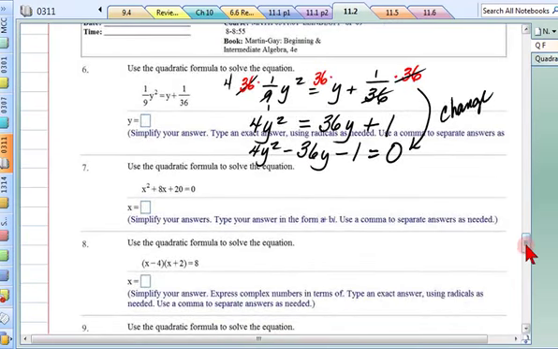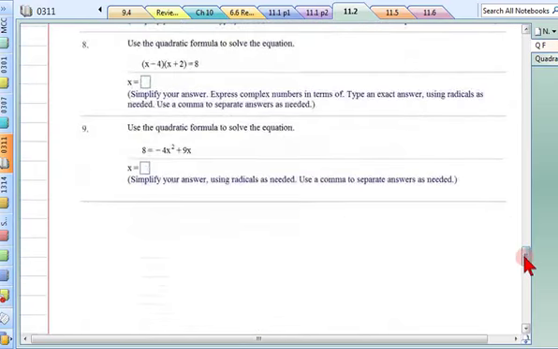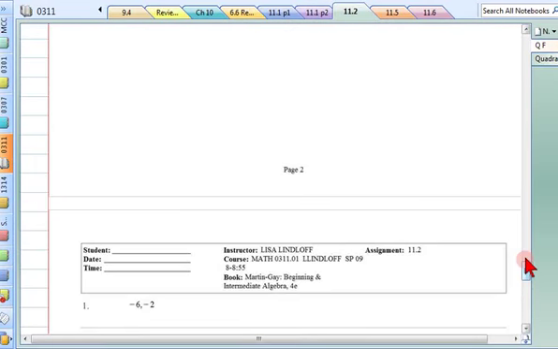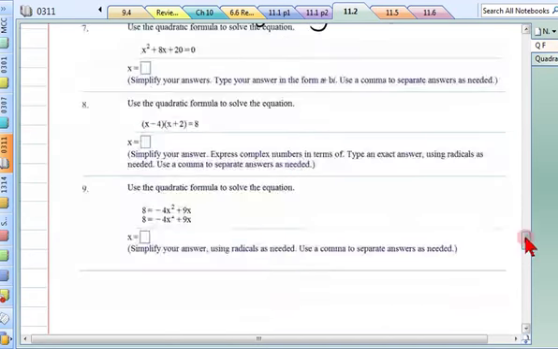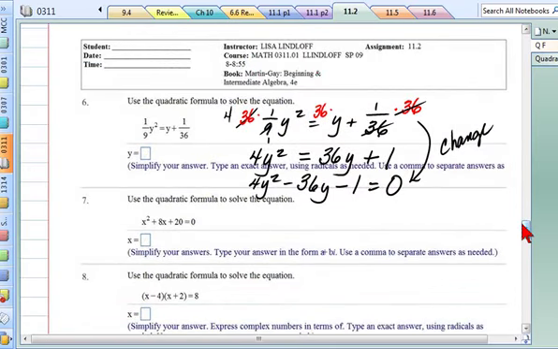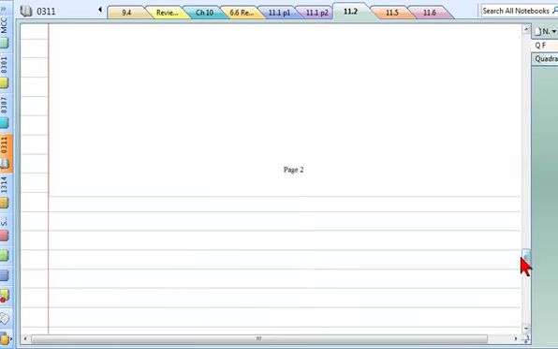All right, let's look at number 7. Put it down here. So you'd have to do that before you could get going. All right, problem number 7.